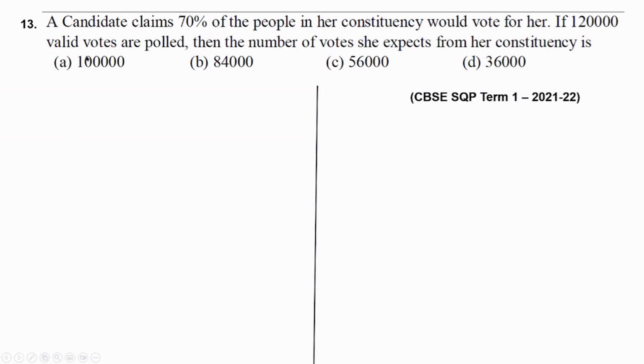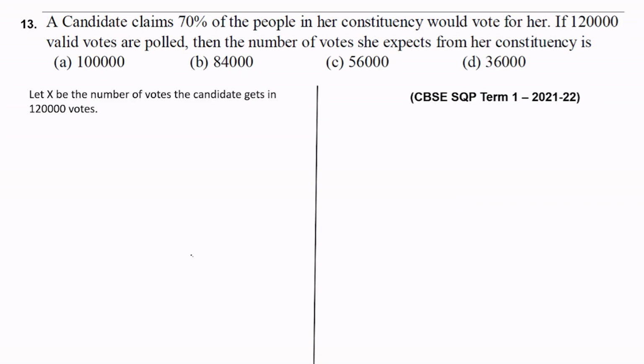Now we have the questions from last year's sample question paper. A candidate claims 70% of the people in her constituency would vote for her. If 1,20,000 valid votes are polled, then the number of votes she expects from her constituency is.